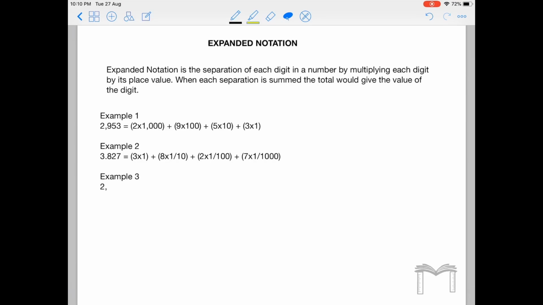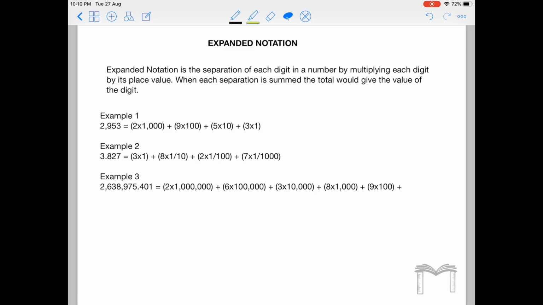Example 3, 2,638,975.401. The 2 is in the millions place, so it's 2 times 1 million, plus the 6 is in the hundreds of thousands column, so that's 6 times 100,000. The 3 is in the tens of thousands column, so that's 3 times 10,000. The 8 is in the thousands column, so that's 8 times 1000.